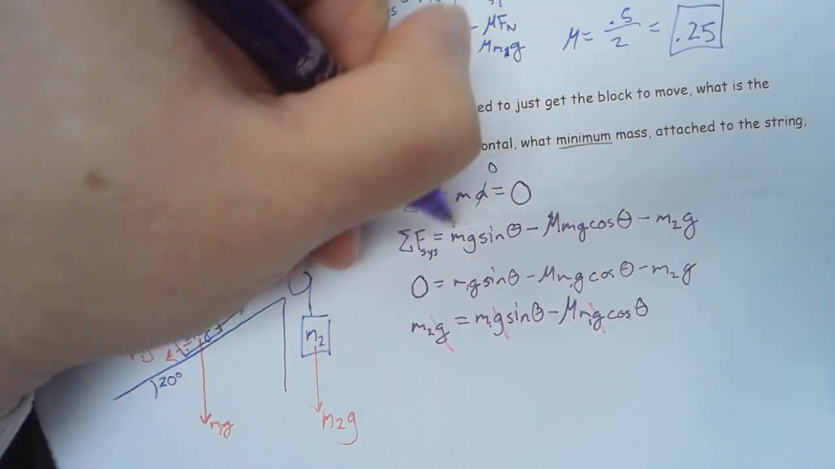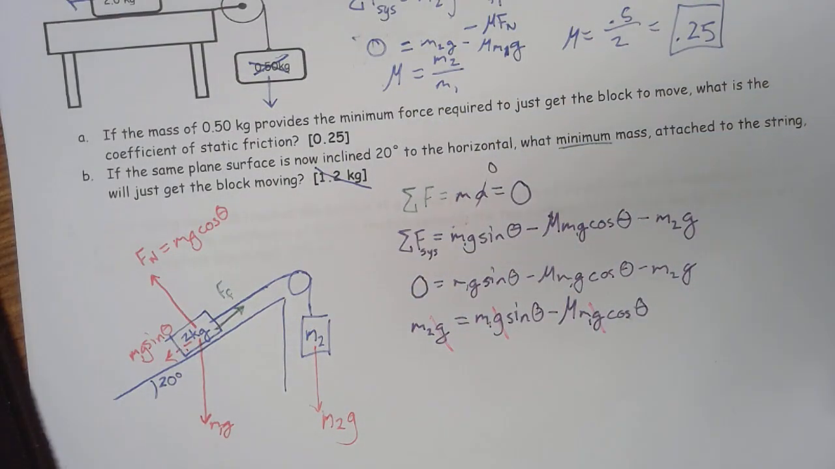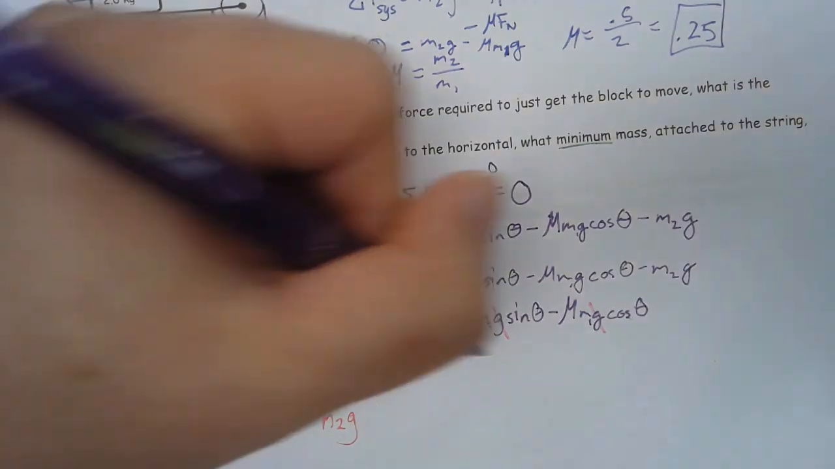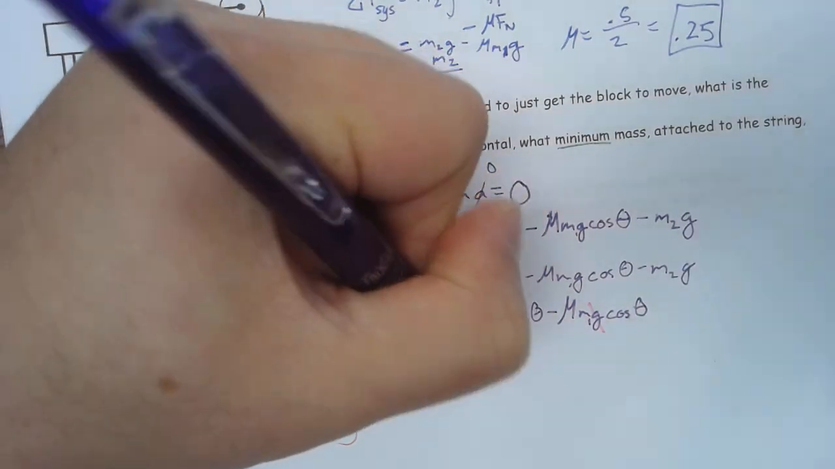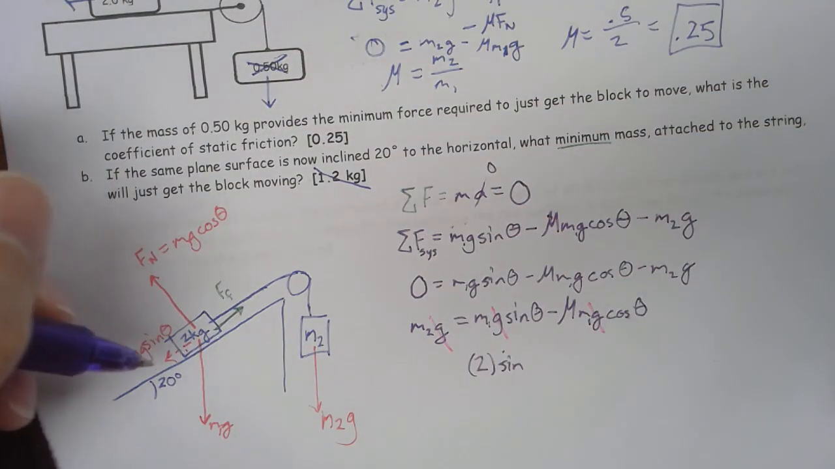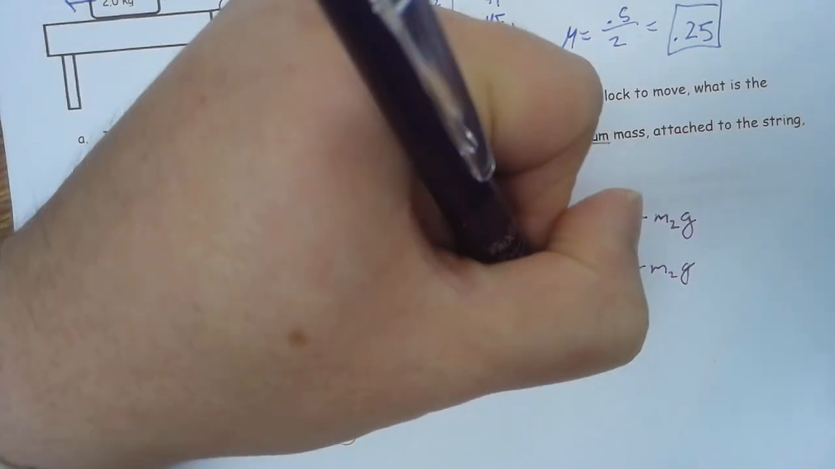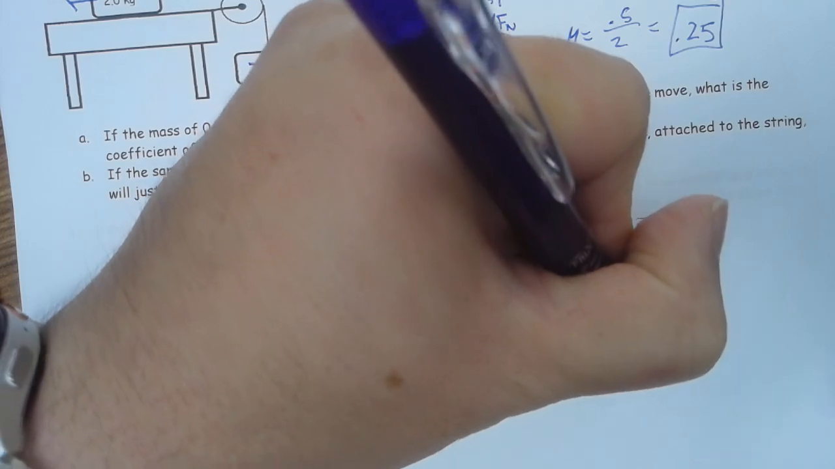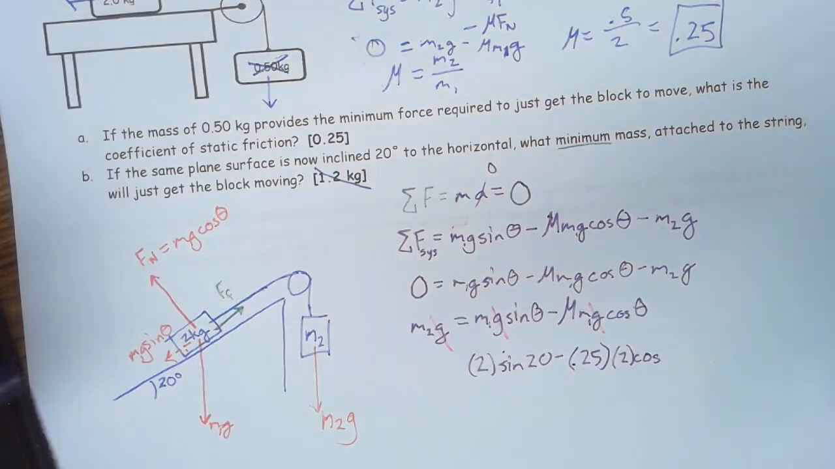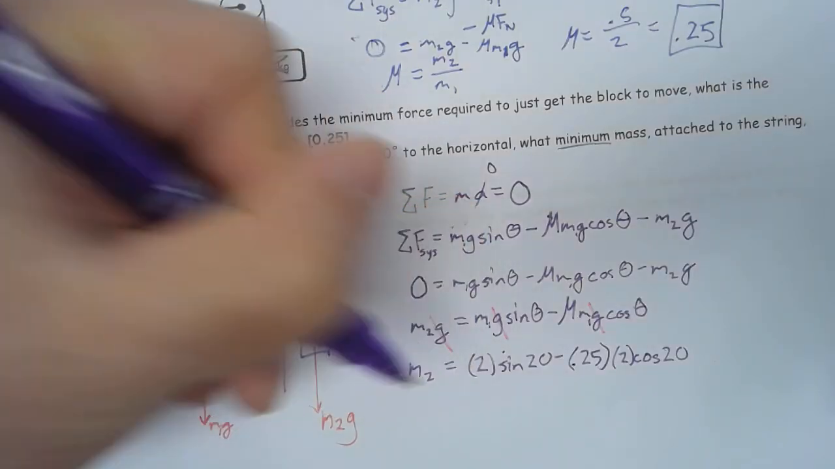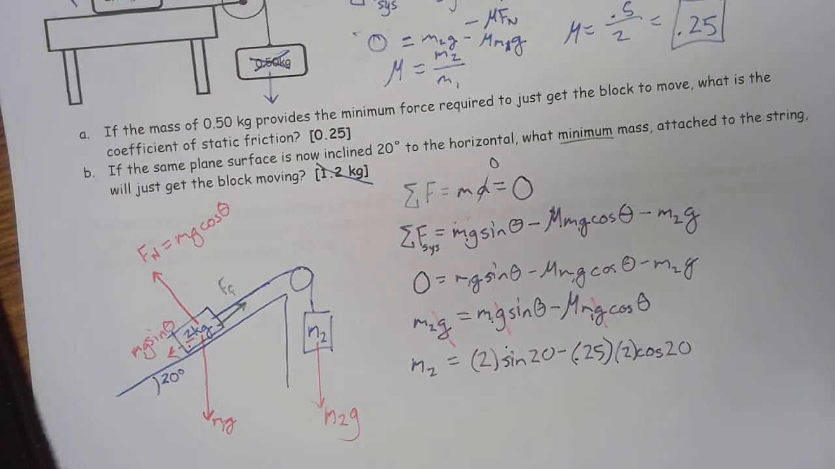I guess I should probably show my work all the way up with those ones there. Do we have M2? It seems like it. We just need to plug it in. M1 is 2. We don't need G. We need sine. What's the angle? 20. Minus mu. We didn't have that. 0.25 from the previous part. M is 2. Cosine 20. M2 equals that. M2 equals all that jazz.